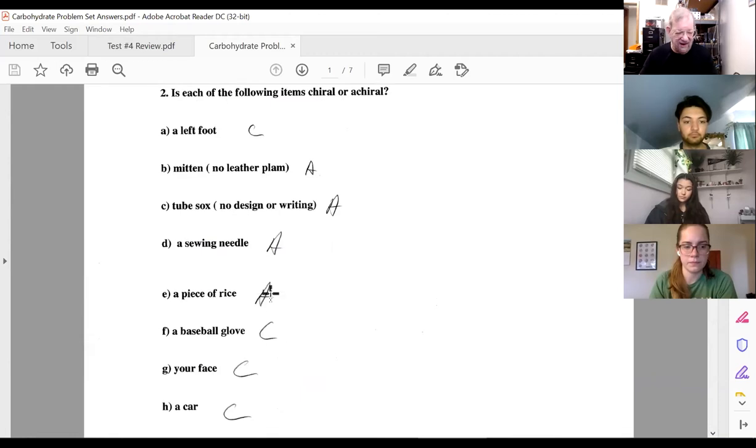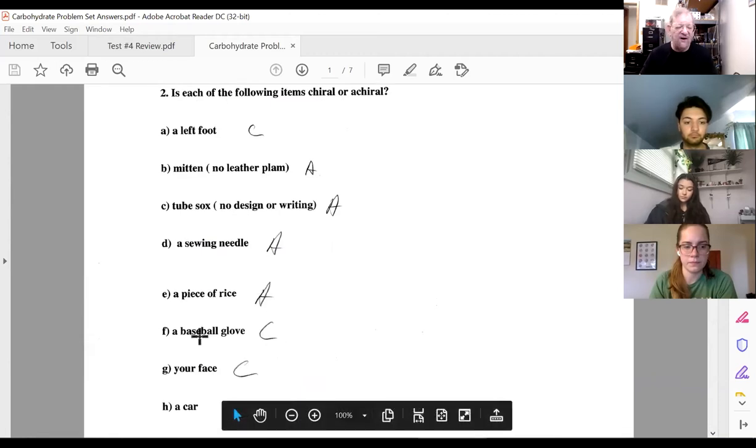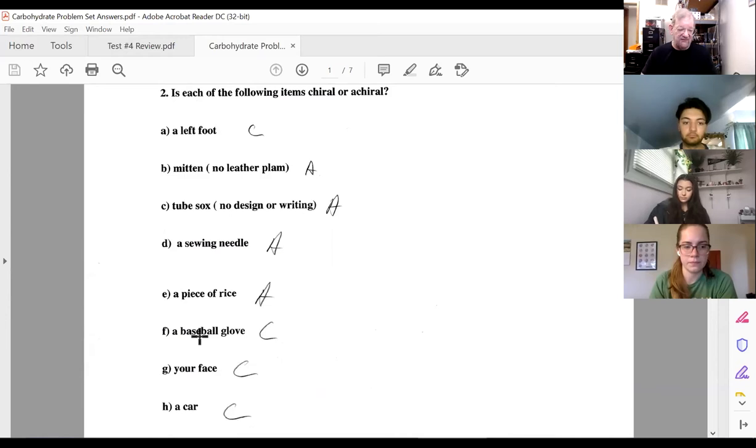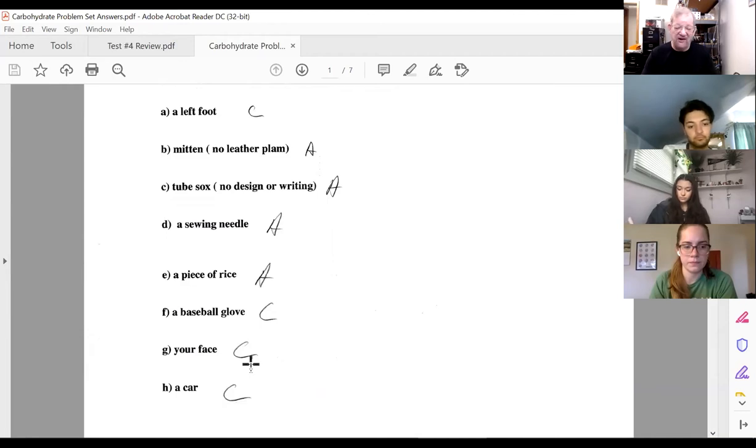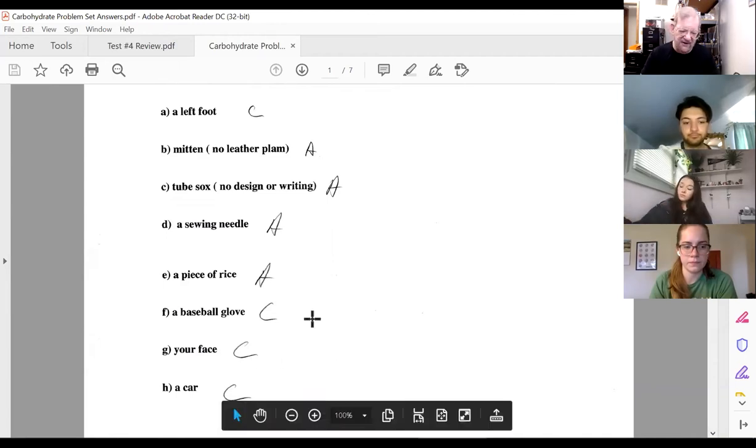Now, a baseball glove. Remember there's left or right baseball gloves. So baseball gloves are chiral. And I think we did in class, remember Simon Says, didn't we play Dr. White Says? And I said, touch your right cheek. If you knew your right from your left cheek, that means your face is chiral.